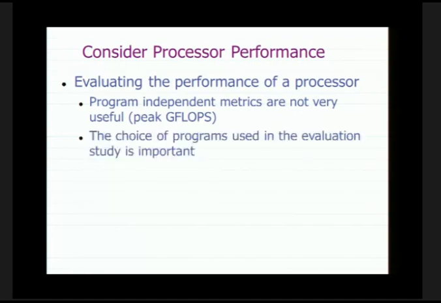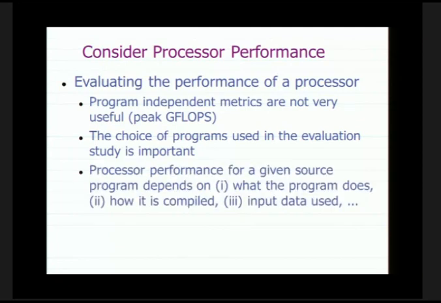Now, if everything is program specific, all the evaluation that we're going to do, then the choice of programs becomes very important. You can't just use any programs. And in fact, it would be nice if we understand how the processor performance on the program depends on different aspects of the program. So very clearly, it depends on what the program does. In other words, the source code of the program. But it also depends on how the source code is compiled. You could compile it with very non-optimal optimization flags, and then the resulting program might have worse performance than a more optimized program.